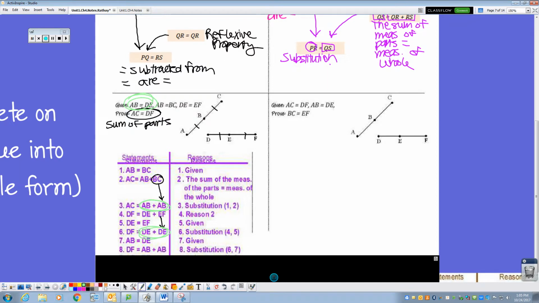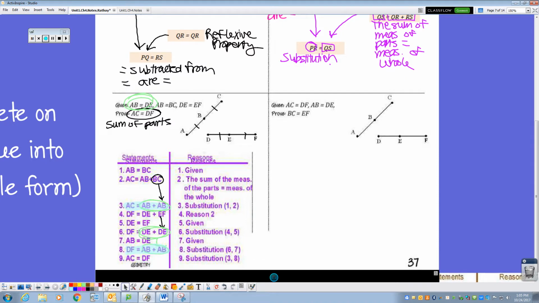If I replace one of them, and I chose to replace step 6, I said that DF was DE plus AB. I changed this piece. Substitution using steps 6 and 7, because those were the steps involved. I now have right here that DF is AB plus AB, and AC is AB plus AB. So I've said that they're the same. So I can end by saying AC equals DF, substitution. And I substituted steps 3 and 8 together to get that new statement.